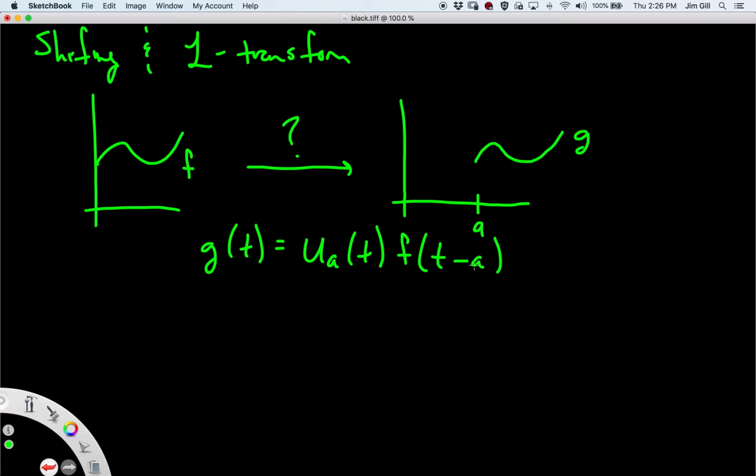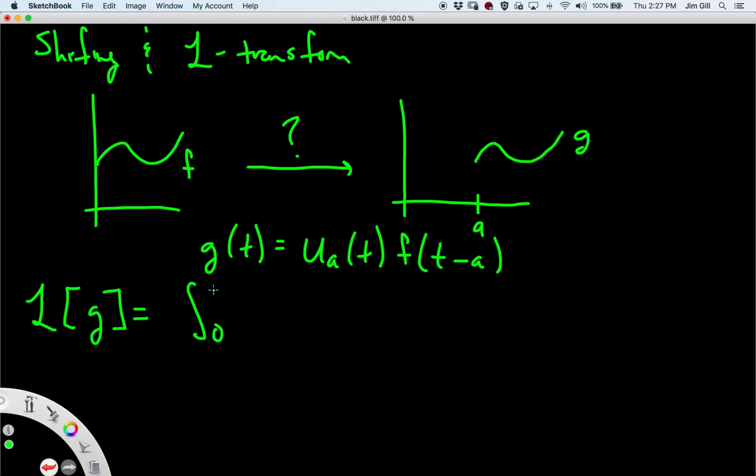So now what we're going to do is find out what is the Laplace transform of g. What is the Laplace transform of this new shifted guy? And basically what I want is it in terms of the Laplace transform of f. Right? If I know the Laplace transform of f, and then I shift it by a units in time, what is the Laplace transform of that new function going to be? That's what we're trying to figure out. So our answer is going to be in terms of the Laplace transform of f.